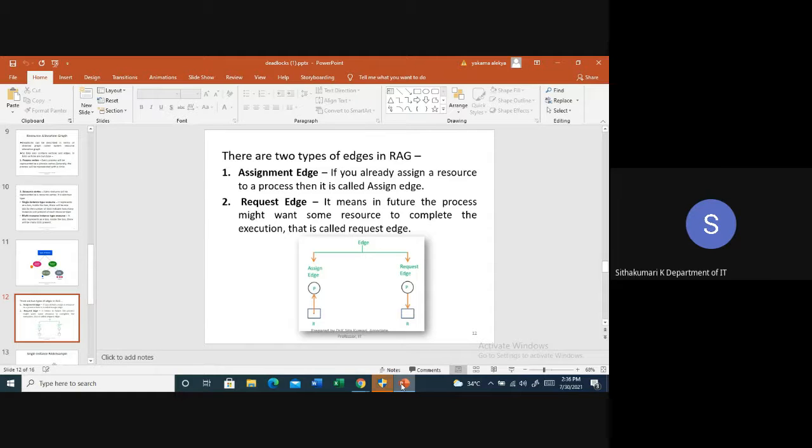Similarly, for request edges, you can have an arrow from a process to the square, telling that the request can be satisfied by any instance. Because when you divide into classes, it means that any printer or any tape drive can satisfy the request. So all of them are of a similar type. Then only it will be a class.